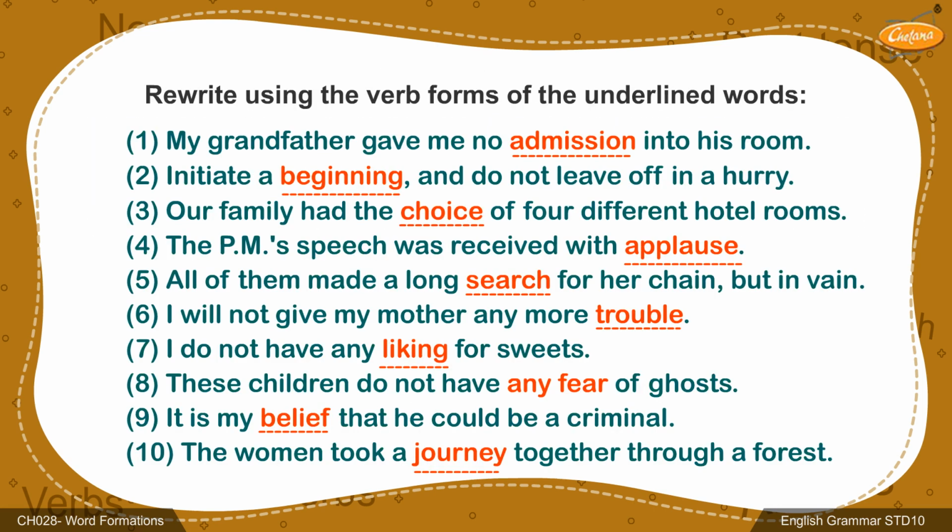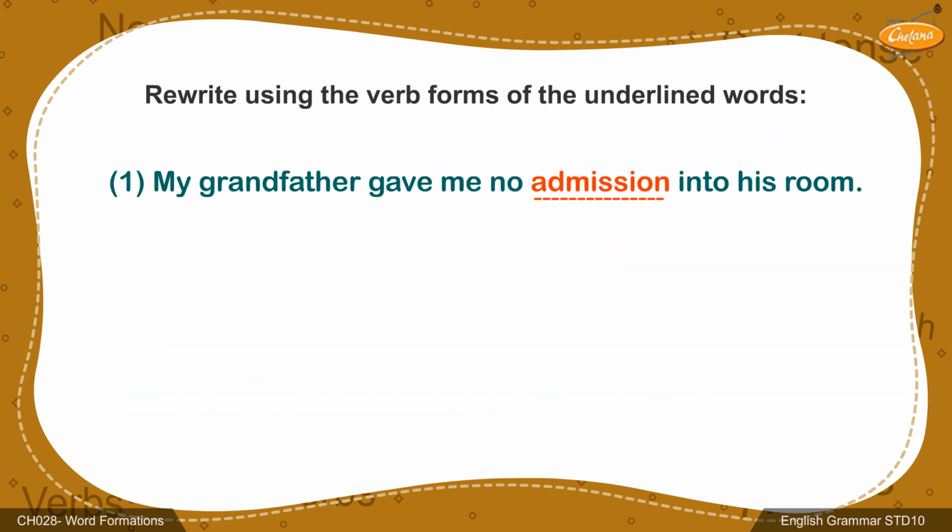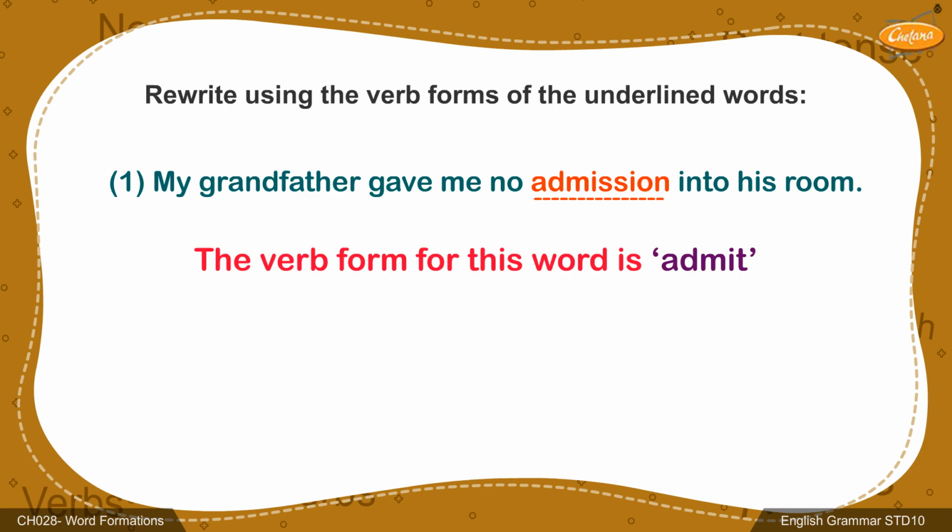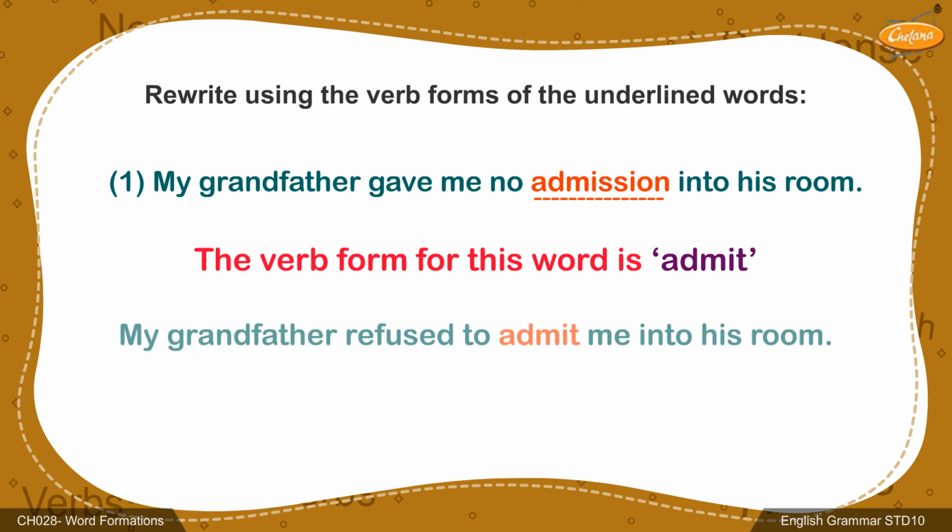Let us now learn how to replace the underlined word with their verb form in the sentence. Now suppose we consider a statement. "My grandfather gave me no admission into his room." Here the word admission is underlined. The verb form for this word is admit. Therefore, if we replace the underlined word with this verb form, the statement would be, "My grandfather refused to admit me into his room."